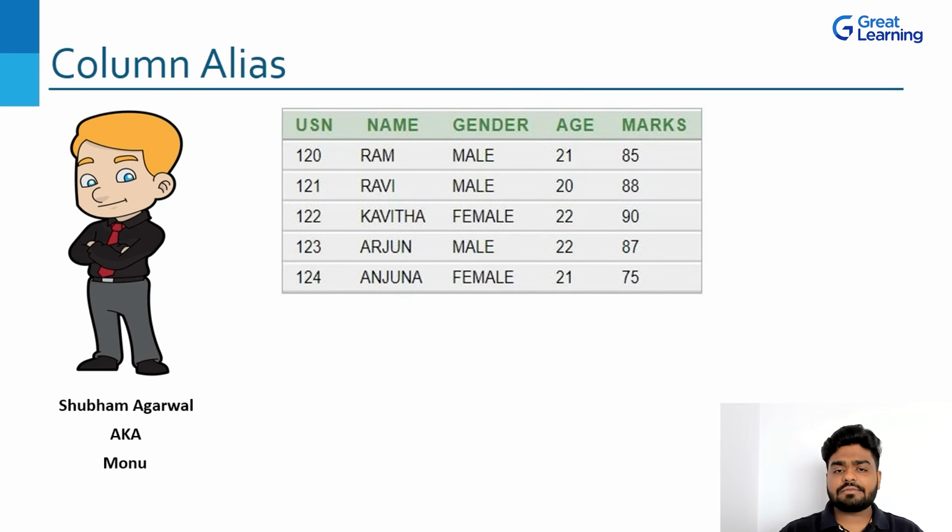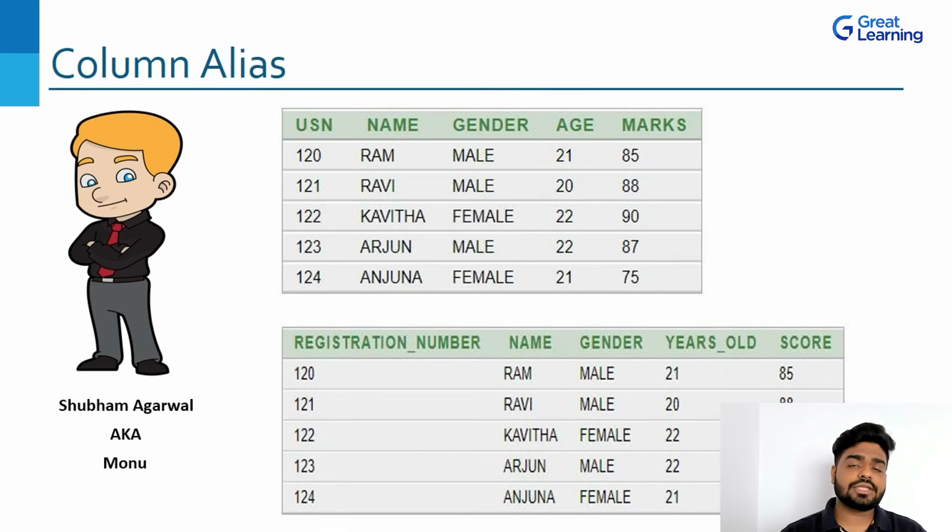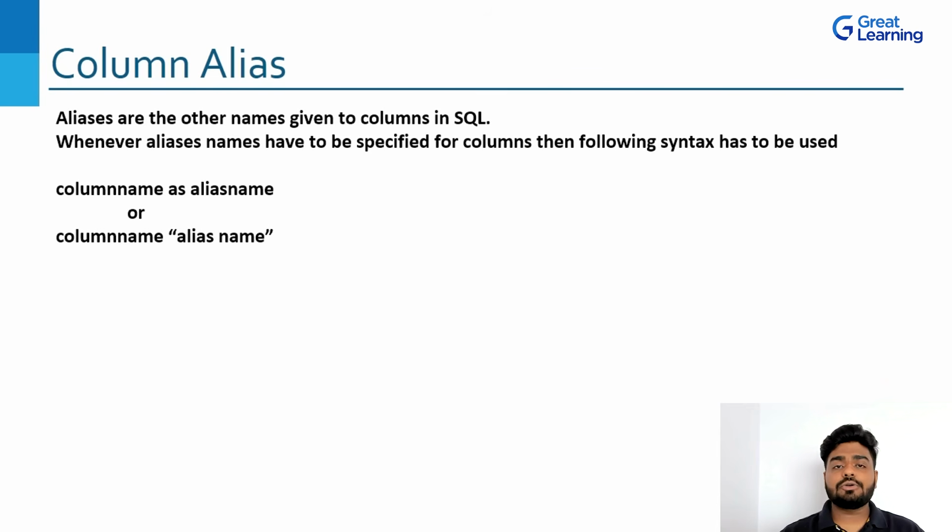So let's say that I have USN, name, gender, age and marks, okay? Now I think that USN should be changed to registration number. I think that age should be changed to years old. And I think that marks should be changed to score. So this is what I have done here. And this is what is called an alias, okay? Alias means a temporary name given to a particular column field or to a table name, right? Now how to do this?